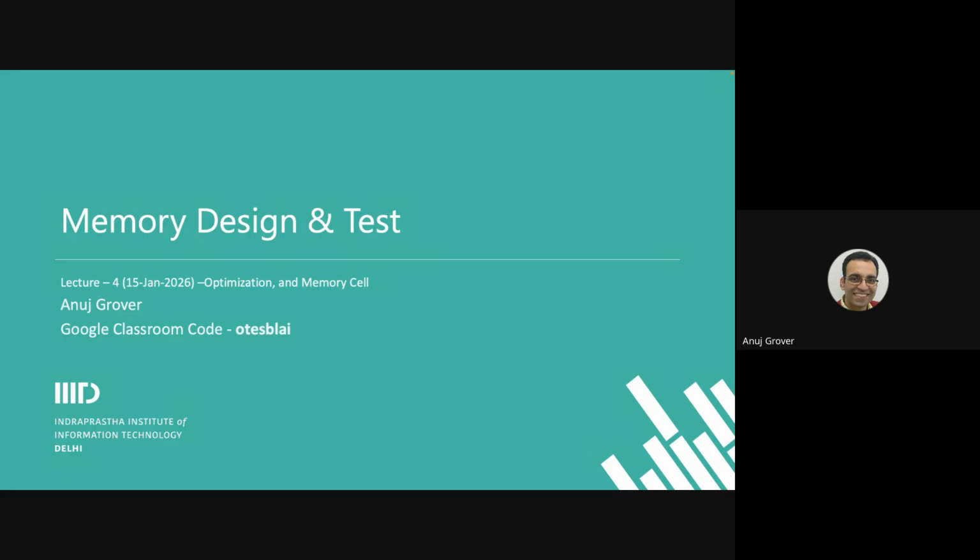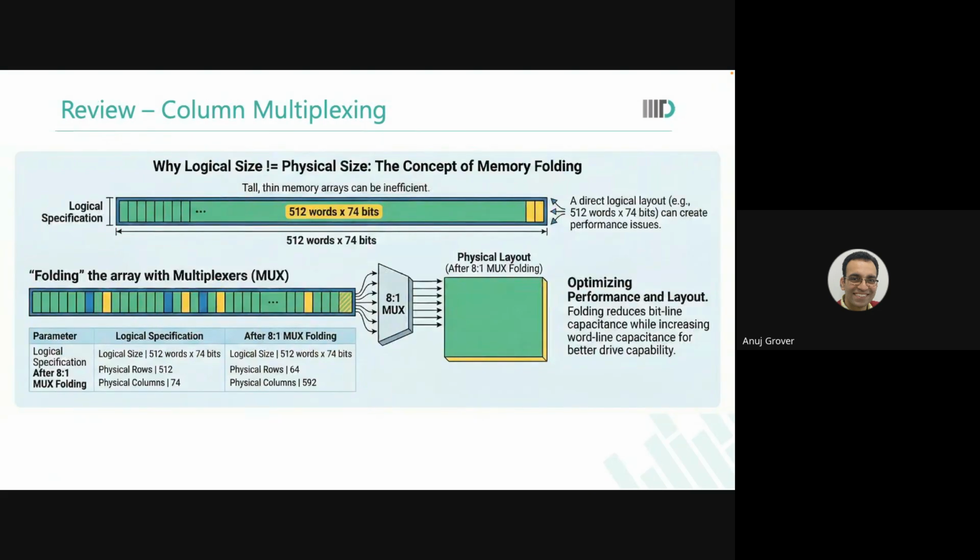We looked at what a memory compiler is, and we looked at the memory data sheet. And we also, in that, looked at the importance of a mux inside a memory. So, what is a mux and why is it important?